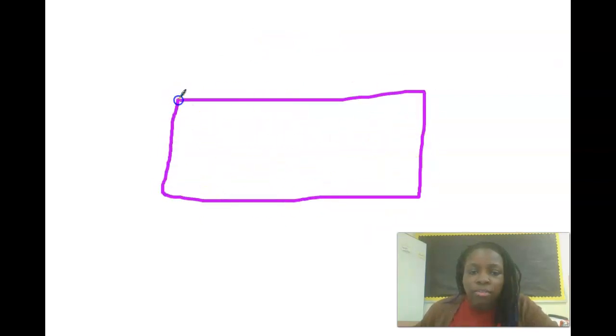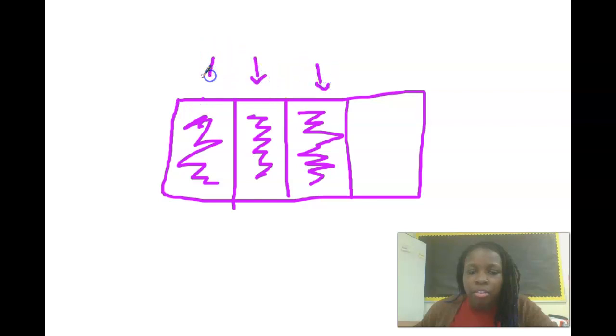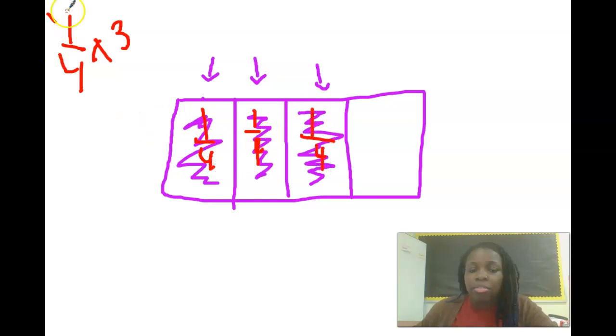Let's do this one. I want you to try to figure out, what is this multiplication equation? Think about it. What is this fraction? And how many of them are there? Great. If you said 1/4 times 3, that is correct, because this is 1/4, this is 1/4, and then this is 1/4. So it is 1/4 times 3.